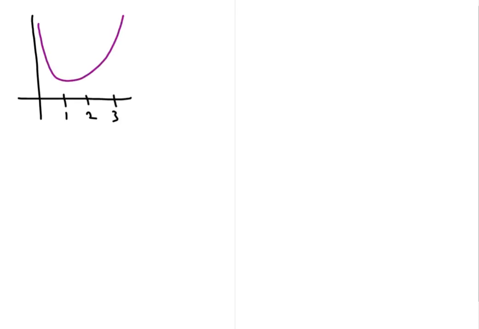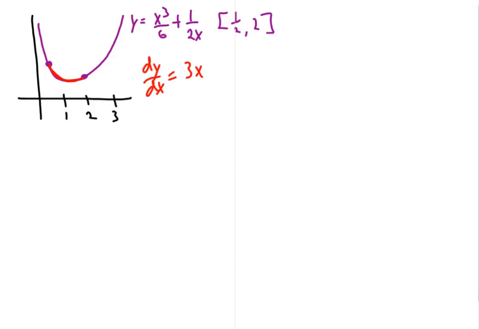So here we have part of a function. We'll say this is the region of y equals x cubed over 6 plus 1 over 2x. And we want to find what is the length of that curve between x equals 1/2 and x equals 2. So that region right there. Sorry, my graph is a little bit disproportional, but you get the idea. I'm not even showing the whole cubic, just this region right here.